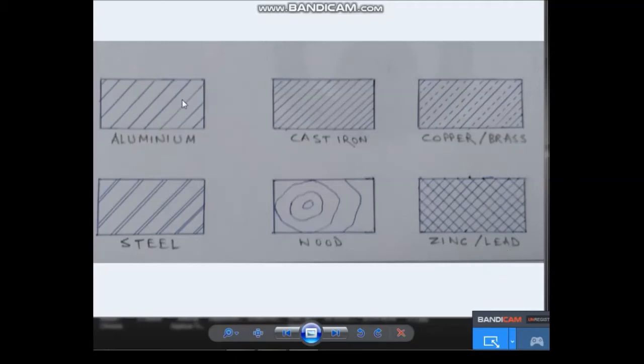And all these rectangular shapes can be of any dimension, but you use not a pen, only a pencil, only an H pencil is used. This is the conventional representation of various metals.